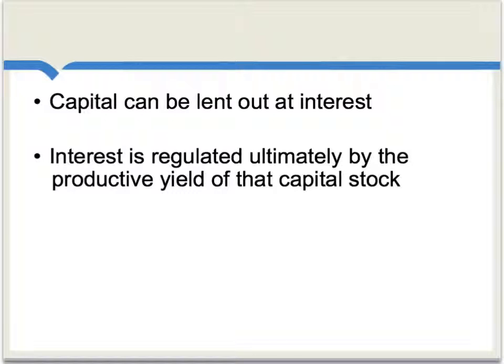First, that capital can be lent out at interest, and also he notes that the rate of interest on loans is regulated ultimately by the productive yield of lending out capital. If you lend out capital, the capital is used in production. That production yields a return, and in the long run there's an equilibrium relationship between the rate of interest and the rate of return on capital.